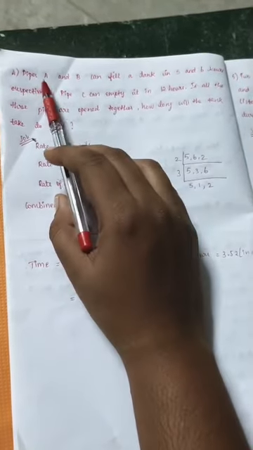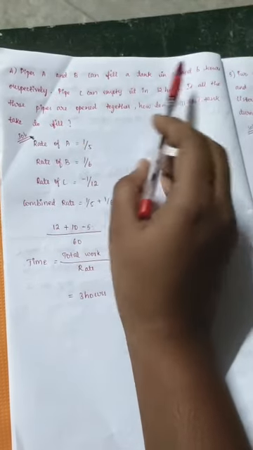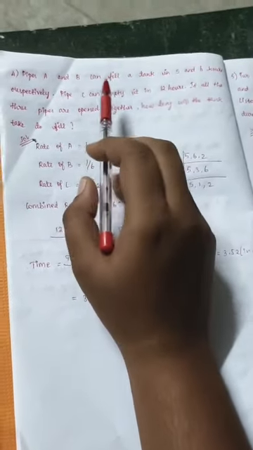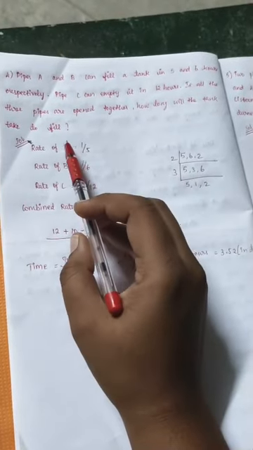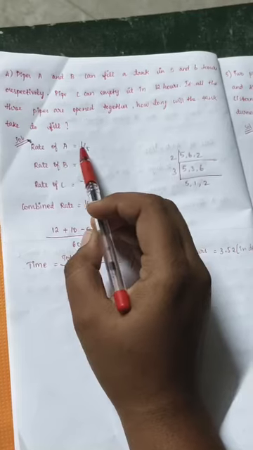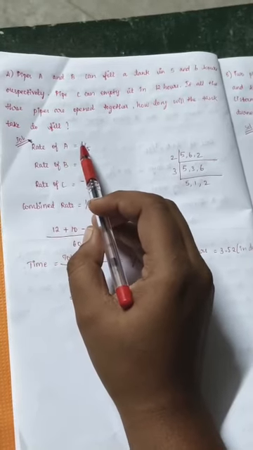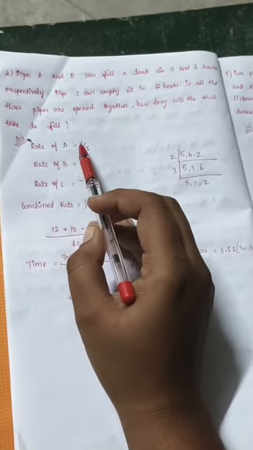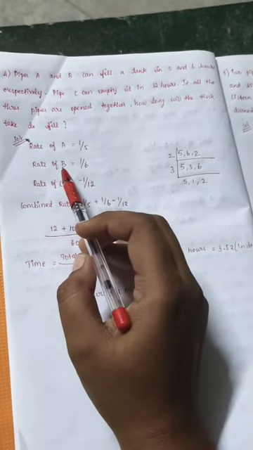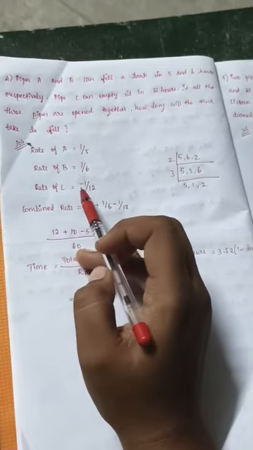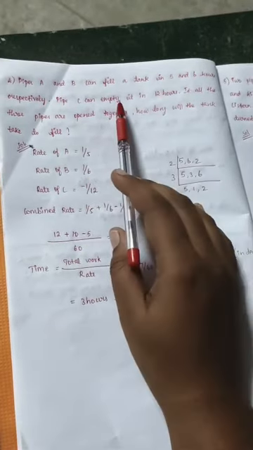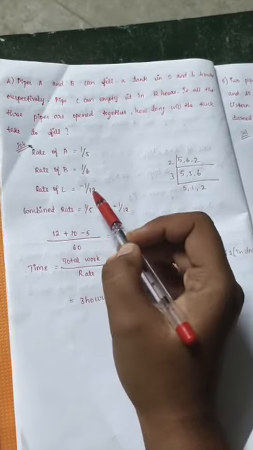So pipe A takes 5 hours, B takes 6 hours to fill, but pipe C takes 12 hours to empty it. So here we are taking A equal to 1/5, as pipe A takes 5 hours to fill the tank. B takes 6 hours, so we are taking 1/6, but C takes 12 hours to empty it, so we are taking minus 1/12.